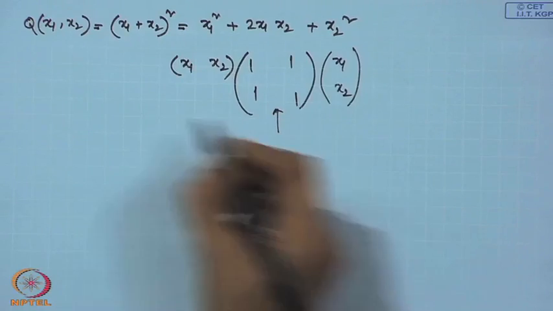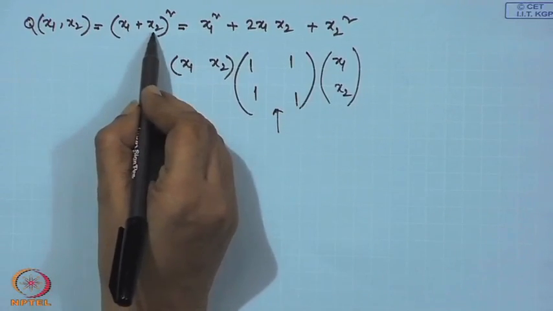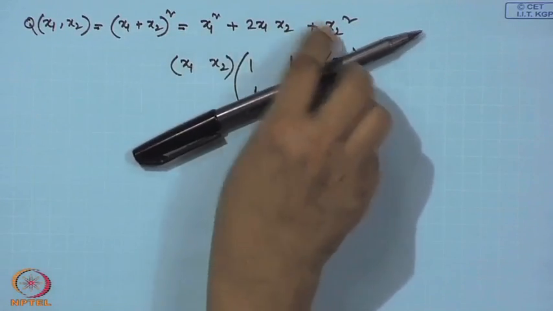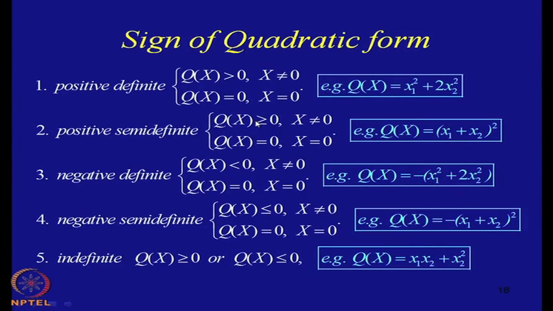And not only that, for x1 equal to x2, we will always get the corresponding quadratic form equal to 0. That is why for x not equal to 0, for every x1, x2, Q(x) will be greater than or equal to 0, and for x equal to 0 it will be 0. That is why the corresponding matrix would be positive semi-definite. And if we see, the sufficient condition involves positive definiteness.